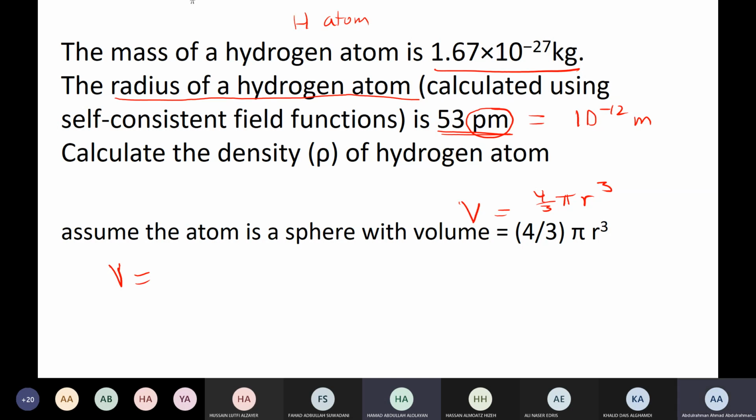Okay, it's actually what you should do, 4 over 3 pi times 53 times 10 to the power minus 12 meter, all cubed. And the answer is absolutely true, which is 6.24 times 10 to the power minus 31 meter cube. Give me the density in kilogram per meter cube.